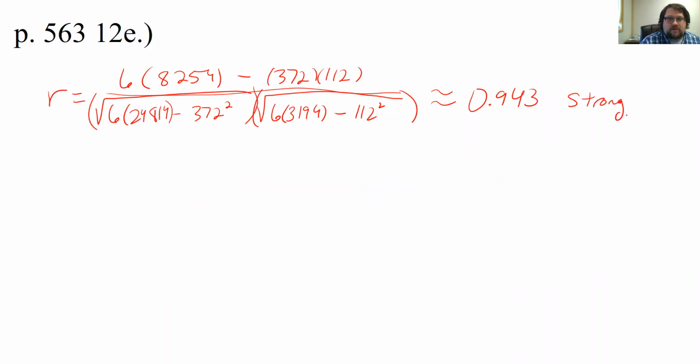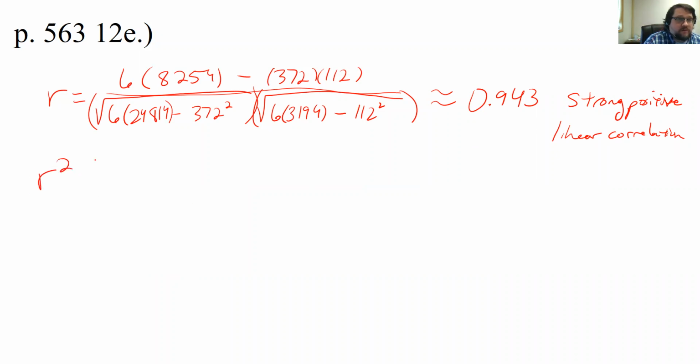This is a strong positive linear correlation, right? That's very strong, 0.943, but it's going to be positive. It's not going to be negative. So either that's a typo or they were just trying to make sure we were checking it and we weren't just using the value they gave us. Now that's R. That's not R squared.